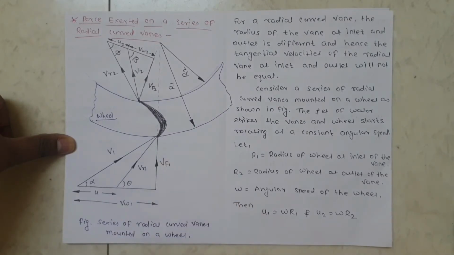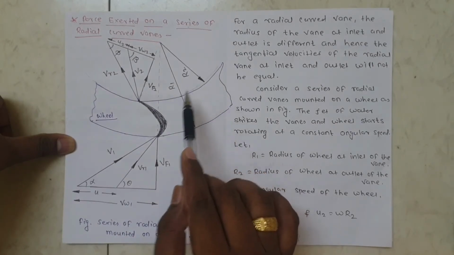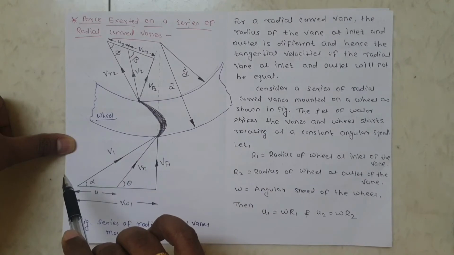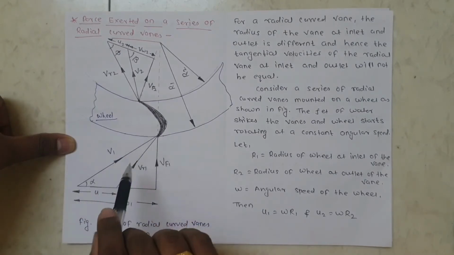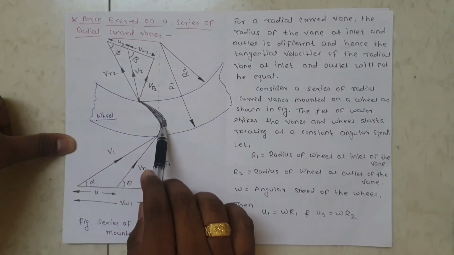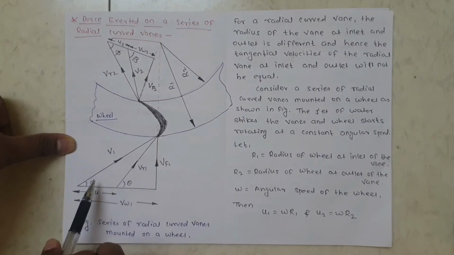For a radial curved vane, the radius of the vane at inlet and outlet is different. This is the inlet radius, this is the outlet radius. Hence the tangential velocity of the radial vane at inlet and outlet will not be equal. Consider a series of radial curved vanes mounted on a wheel as shown in the figure. The jet of water strikes the vanes and starts the wheel rotating with constant angular speed.